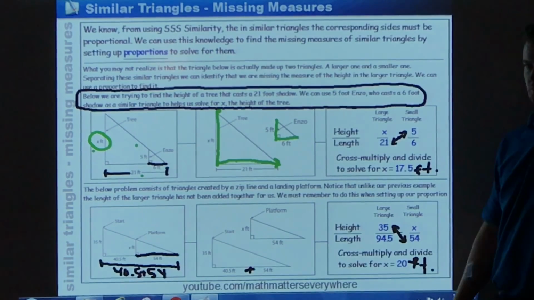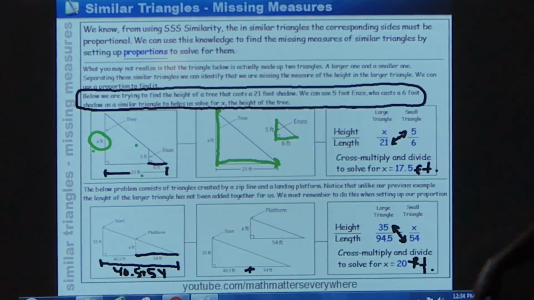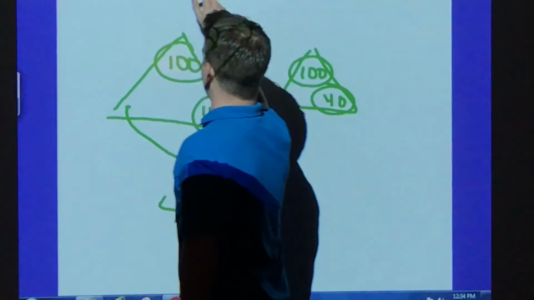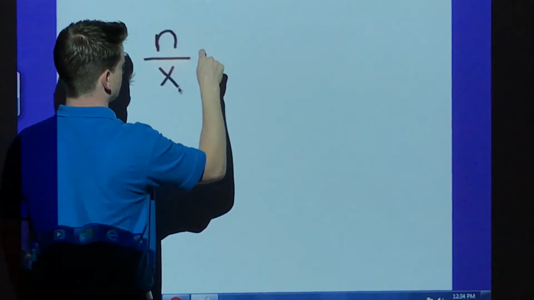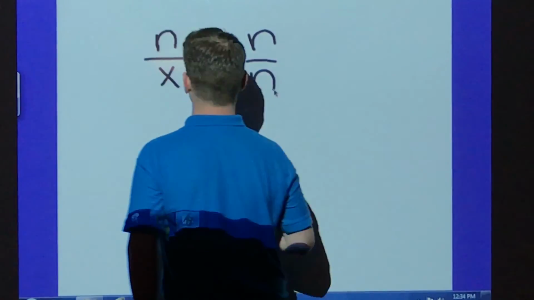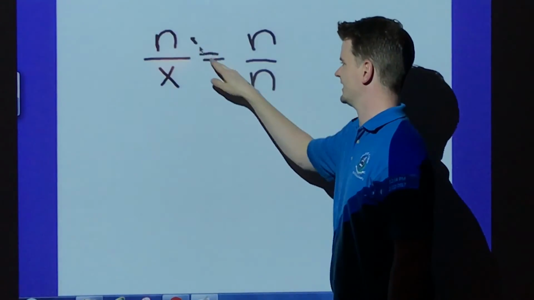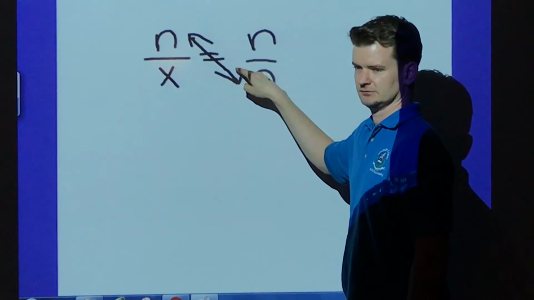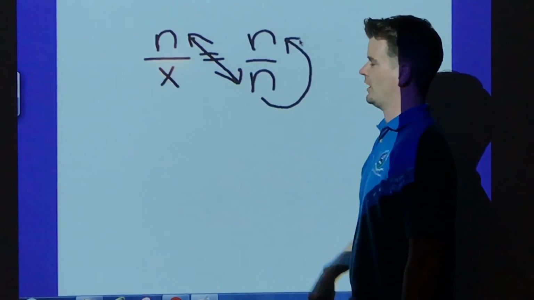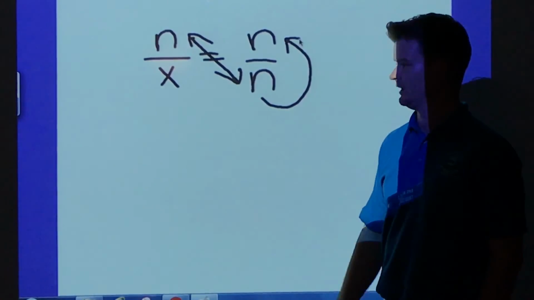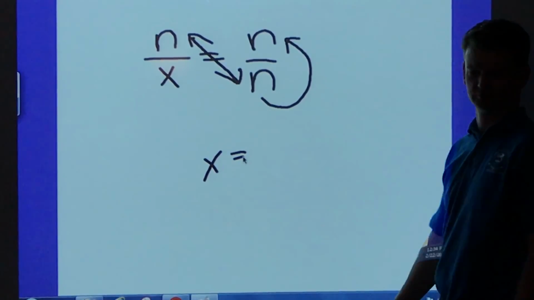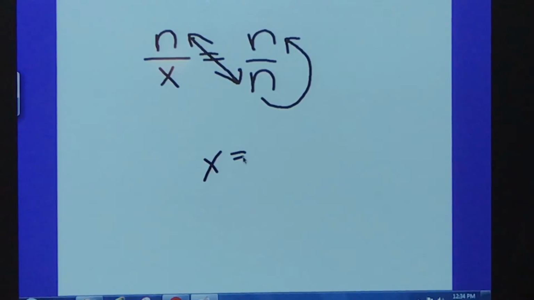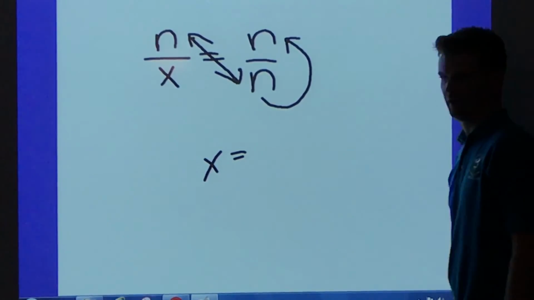It doesn't matter how you set this up. You cross multiply whatever numbers you have. If you're given a number, X equals a number, you're always going to cross multiply whatever numbers are located diagonally from each other, and you would divide by whatever number is left. Remember, you're just always cross multiplying the diagonal numbers and dividing by whatever number's left. Any questions?